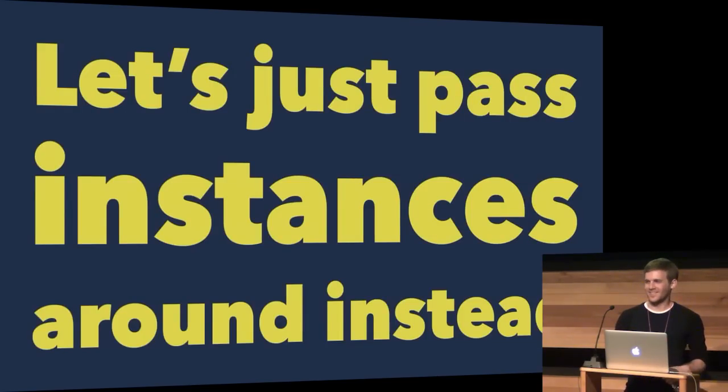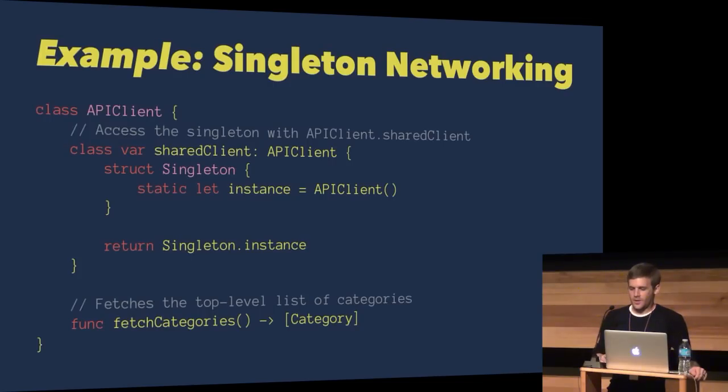So it's really easy to get around this. Instead of you having a singleton that anything can access at any time, just create instances that have the specific functionality that you need and pass those around instead. And I'm going to pick on a very specific example that shows up in almost every single iOS application, which is networking.